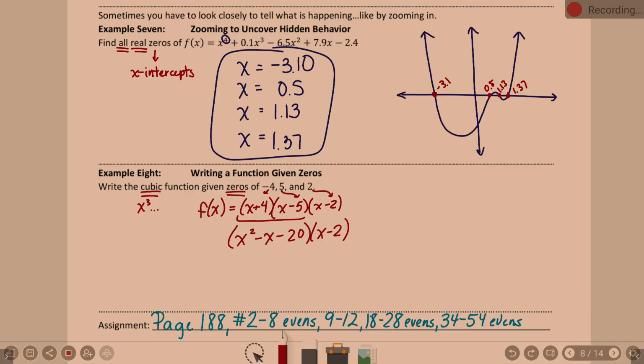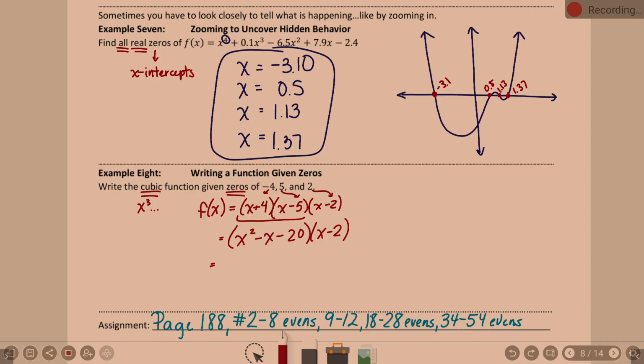Now, on this one, somehow or another distribute. I don't know how your brain works. I know how my brain works. My brain tends to take the x, distribute the x to all three, and then take the negative 2 and distribute the negative 2 to all three. However, could you do each of these 3 times each of those 2? You can do whatever your heart desires.